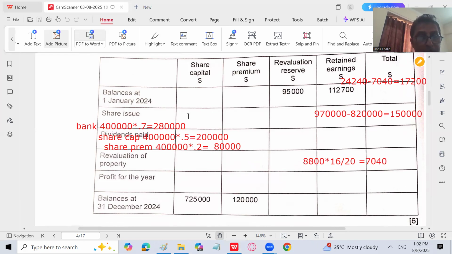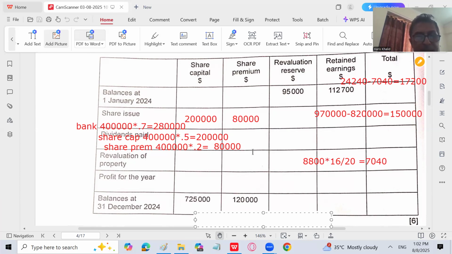First of all, the balance brought down is not given. Share premium at the start is not given. Fine. But for the share issue, we know that share capital will increase by 2 lakh and share premium has increased by 80,000. I will write here. So the ending balances are given. Profit for the year we have already calculated. Let me make you see the profit also. Then there is the revaluation of property downward.